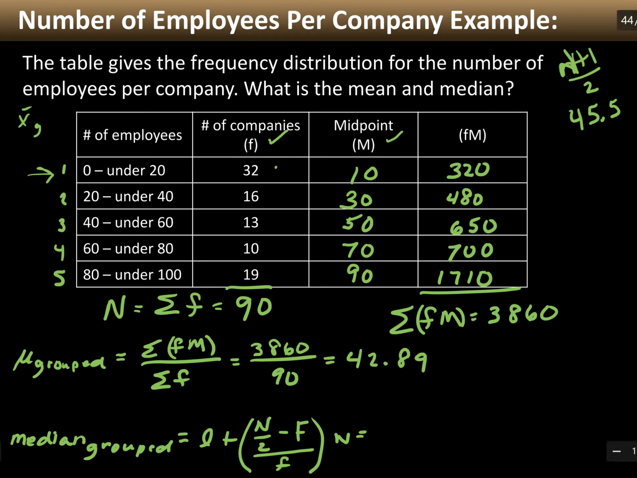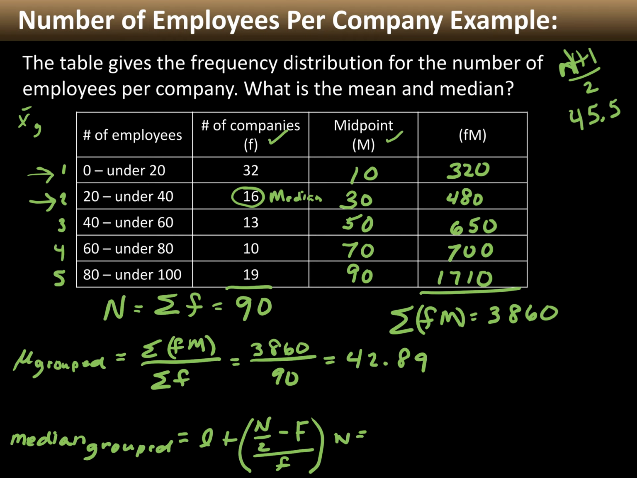Are they in interval 1? They're not in class interval 1 because those are only the first 32. So they're not there. What about the second one? Well, for the second one, you would want to add 32 plus 16, and that gives you 48. So right there, we know that the median is going to be in this class because the 45th and the 46th observation are in the second class. So that's the class containing the median. Okay, so we can continue.